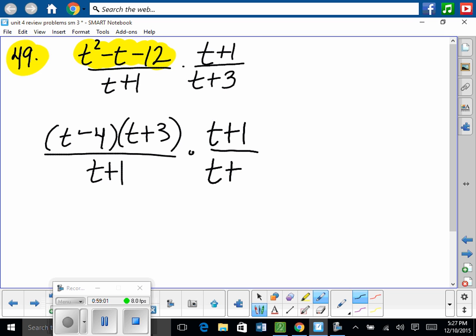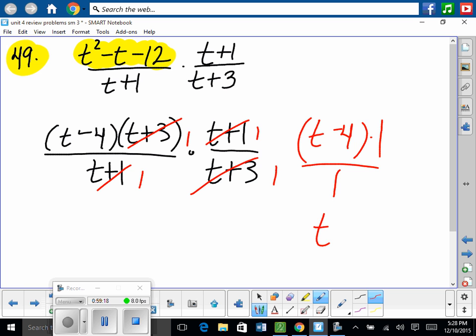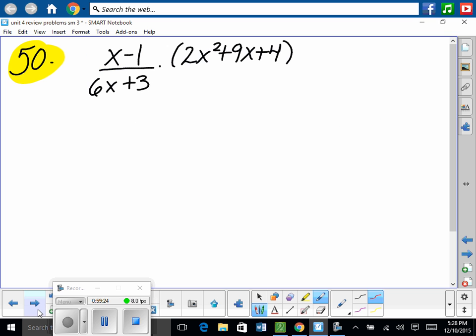Over t plus 3. And now we can divide out exact factors only. We have a t minus 4 on top, not on bottom. T plus 3's divide out. T plus 1, t plus 1's divide out. These all became 1s. So left was t minus 4 times 1 all over 1, which is just simply t minus 4. Anything times or divided by 1 is just itself. We're getting there.